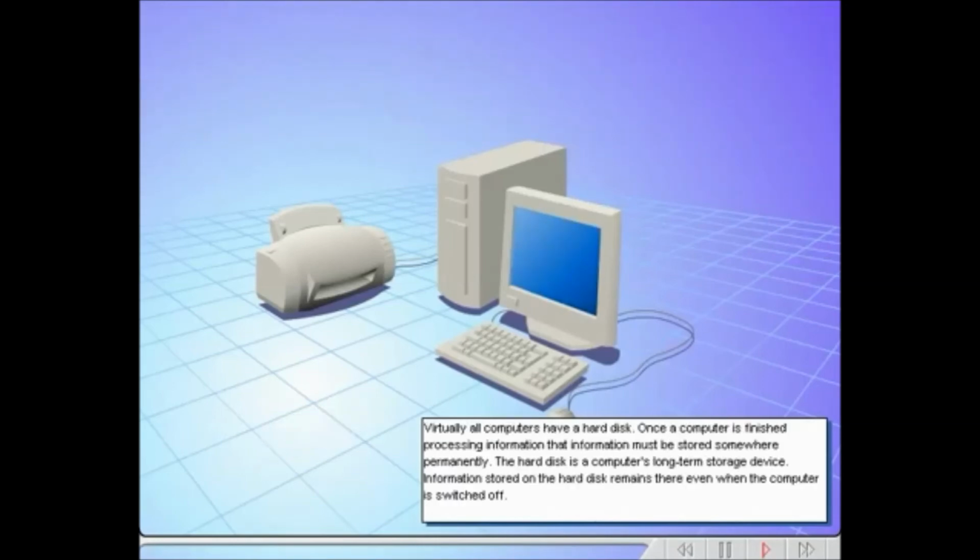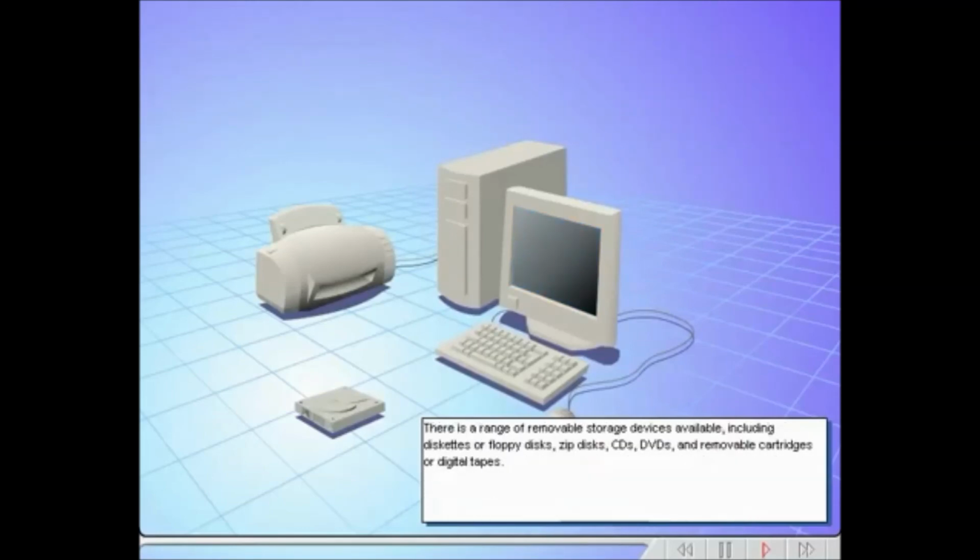Virtually all computers have a hard disk. Once a computer is finished processing information, that information must be stored somewhere permanently. The hard disk is a computer's long-term storage device. Information stored on the hard disk remains there even when the computer is switched off.